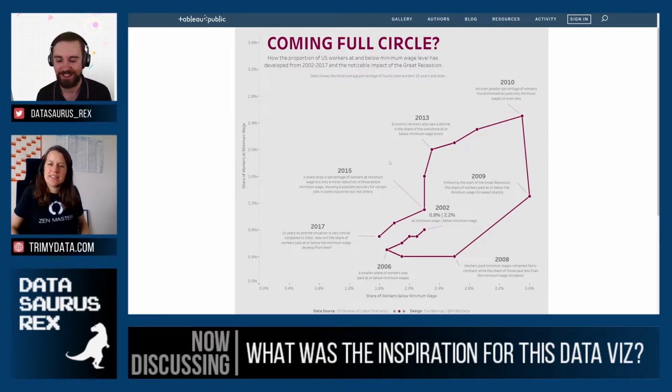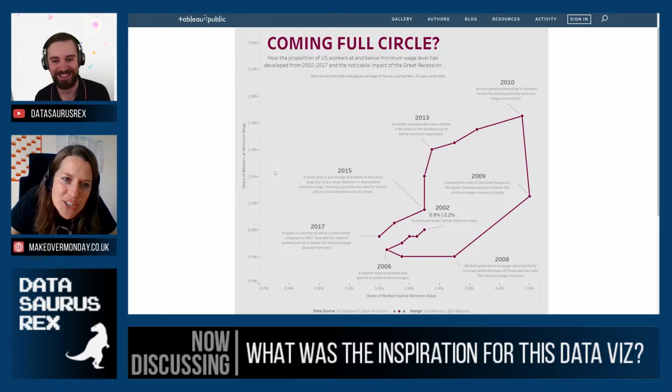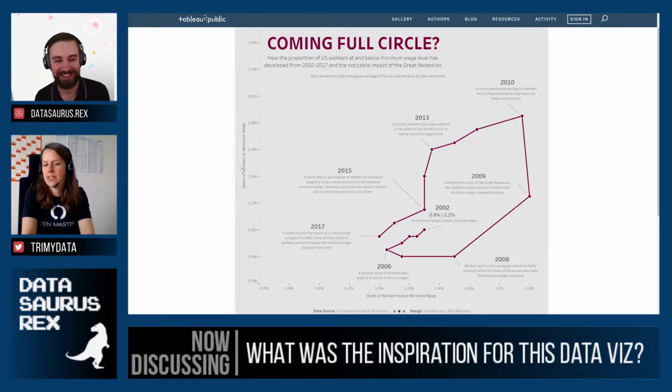So inspiration, I had seen connected scatter plots before, and I thought, maybe this could work. Typically, when I work on my Makeover Monday vizzes and build something, I go through various iterations. I'll start with a bar chart, I'll try a line chart, just to explore the data and see if something sticks out, a big jump, a big drop, maybe a gap. With this one, I thought, I have two different measures that I can use. Sorry, I have to get closer to the screen. One is the share of workers at the minimum wage, and the other is the share of workers below the minimum wage. And I thought, how do they relate?